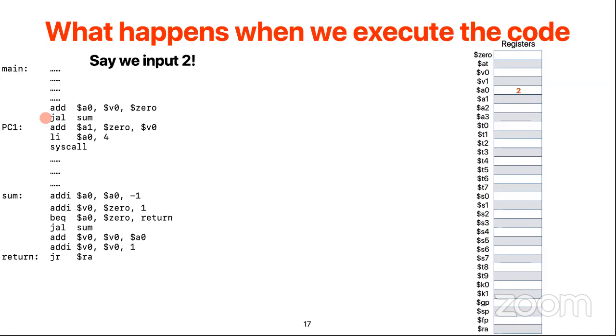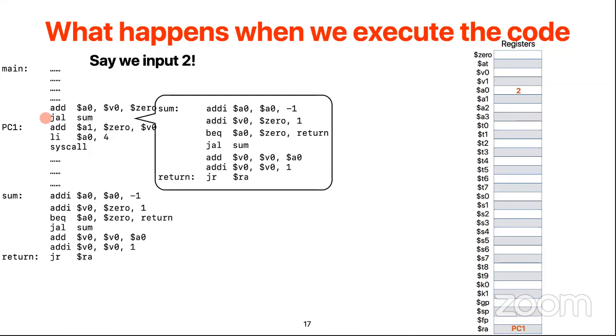And then when I move to jump and link, remember what jump and link would do is that we will save the return address to be the current PC plus 4, which is the address of PC1. So you can see the return address right now is PC1. And later on, we will move to the sum as our current PC. So now you see the sum function is called, and our program counter is set to the beginning instruction of the sum.